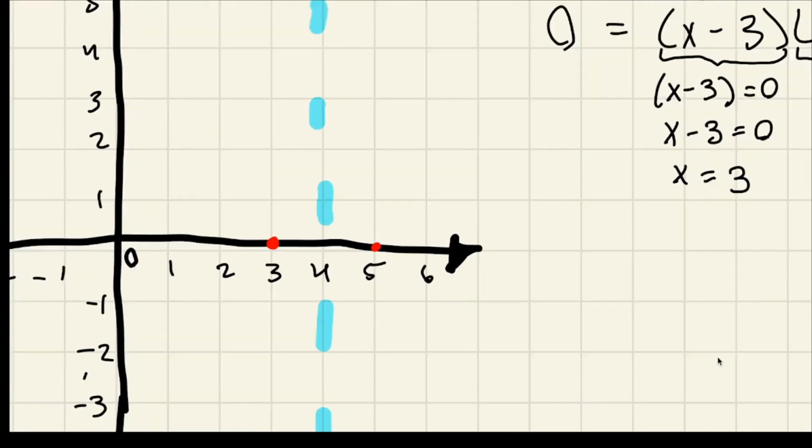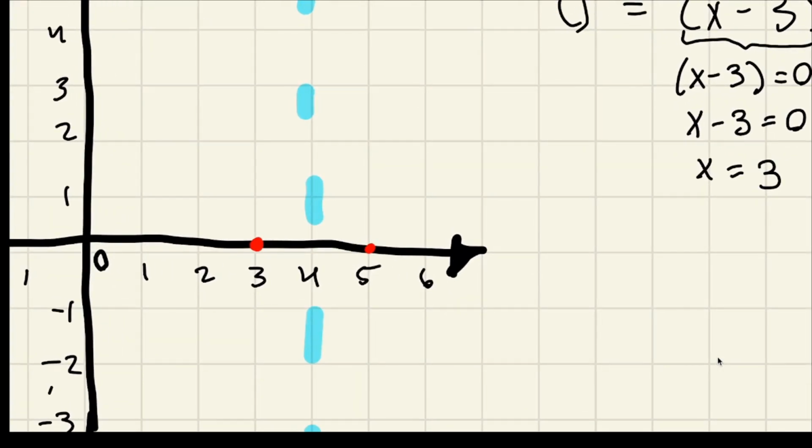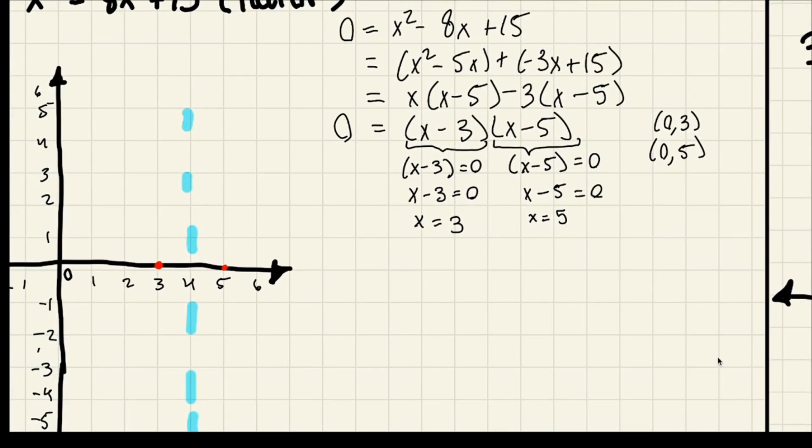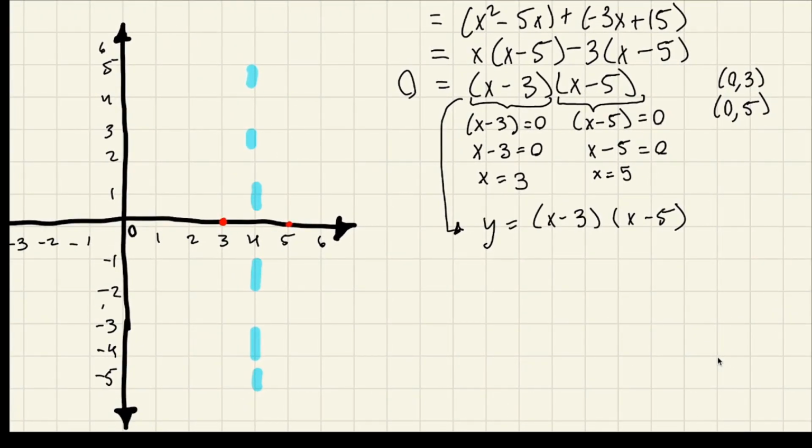And the reason it's along that line is because it's the exact middle between 3 and 5. What's between 3 and 5? Number 4, exactly, right? So then that means we can just substitute in 4 into this equation of y equals x minus 3, x minus 5. And once we substitute it in, it'll give us the y value to our vertex, right?